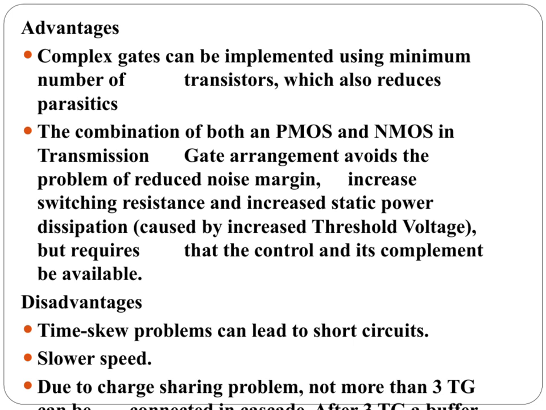On the downside, time skew problems can cause short circuits, which is a significant risk to consider. Transmission gates also tend to operate at slower speeds compared to other options. Another limitation is related to charge sharing. You can't connect more than 3 transmission gates in cascade without running into problems. Beyond 3, a buffer circuit becomes necessary to maintain proper operation and signal integrity.